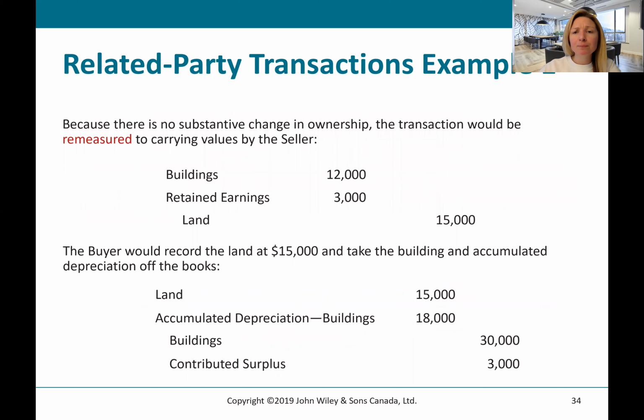What does that mean? Because there's no substantive change in ownership, the transaction would be remeasured to carrying values by the seller. So the building had a book value of $12,000. So that's what we would record it at. And the land had a book value of $15,000. So the difference would be recorded through $3,000. For the seller, the buyer would record the land at $15,000 and take the building and accumulated depreciation off the books.